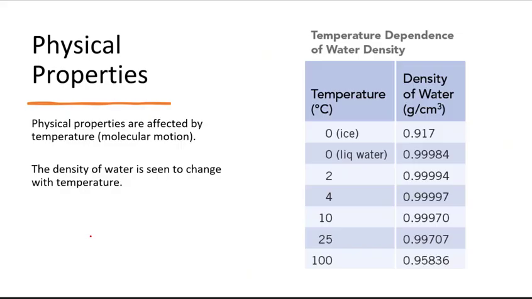Now, physical properties can be affected by temperature. Let's look at the density of water when temperature changes. If I have the density of ice and liquid water, both at 0 degrees, look at how it changes. The density of water is greater for liquid water than it is for ice. And notice when the temperature gets to 100, the density of water gets smaller, 0.95836 as opposed to 0.99984. That is a physical property that can be affected by temperature. Let's look at a problem.